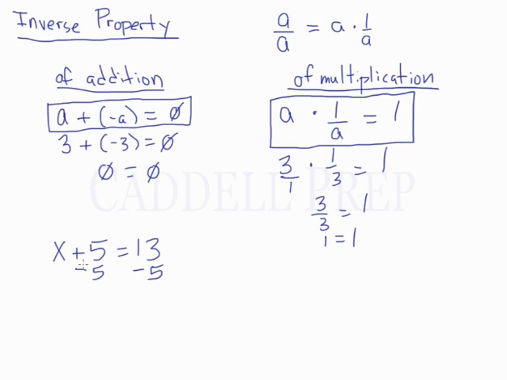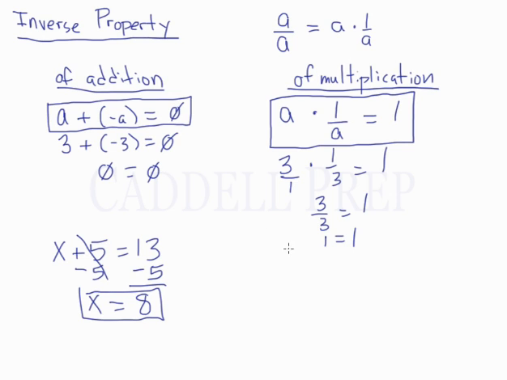So 5 minus 5 is 0. That cancels out. So we have x is 13 minus 5, which is 8. So we're able to solve for x using inverse operations. X is 8.